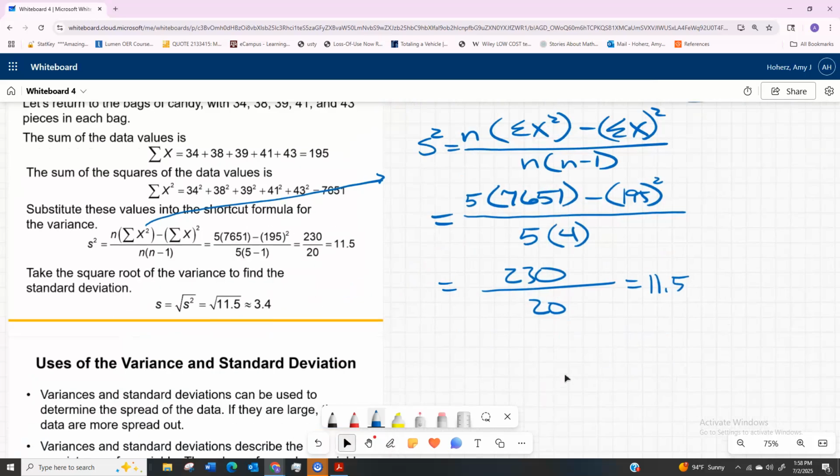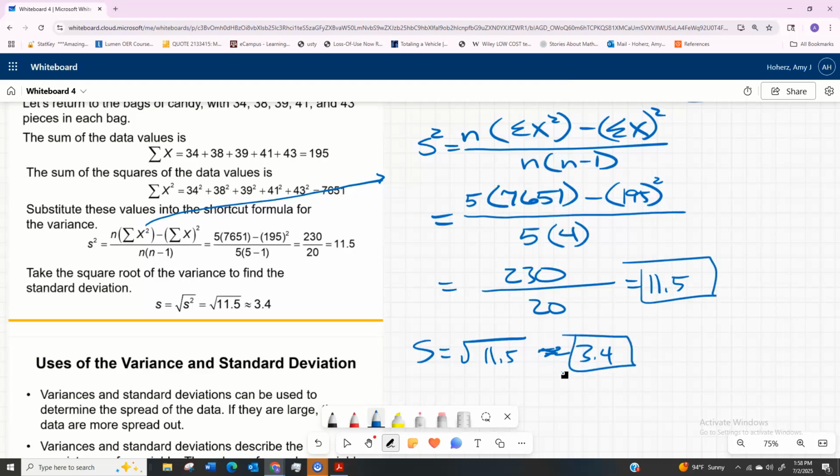And then we found before, of course, that if we want to do the s, that's just the square root of the s squared, which is, in this case, approximately 3.4. So we get the same variance and standard deviation that we got before.